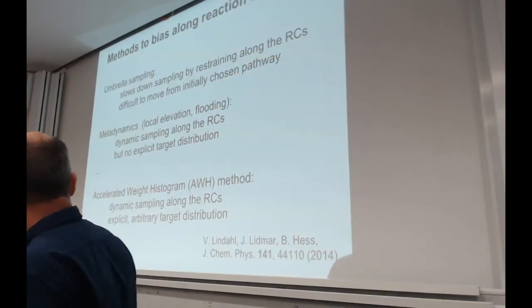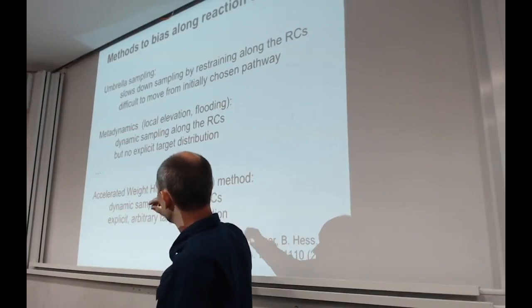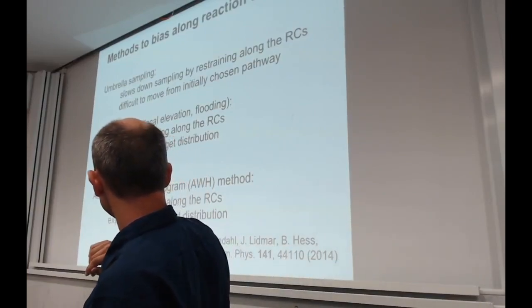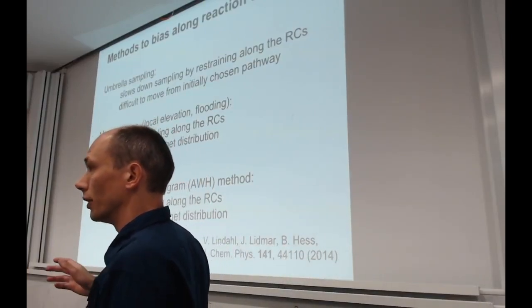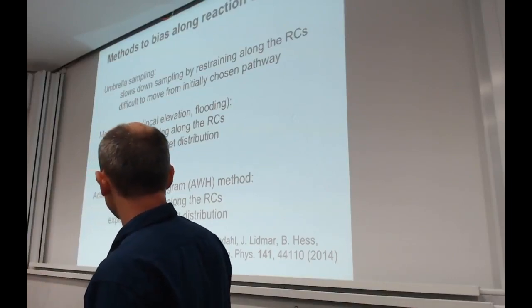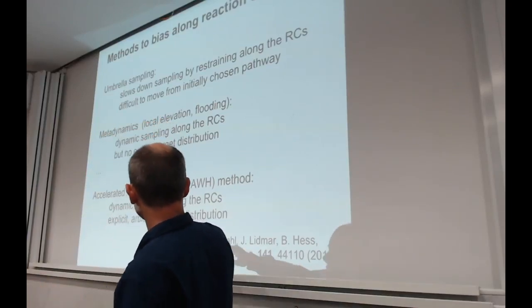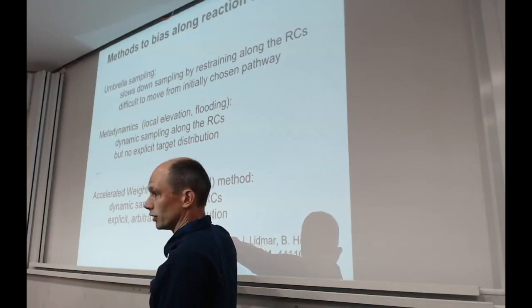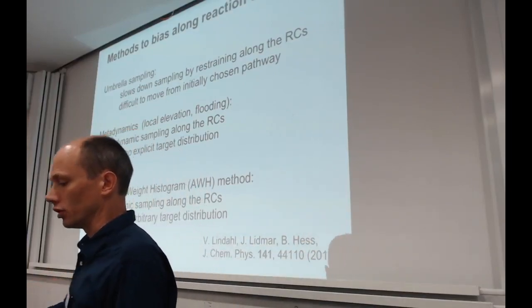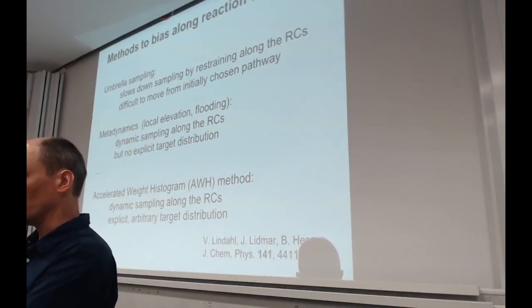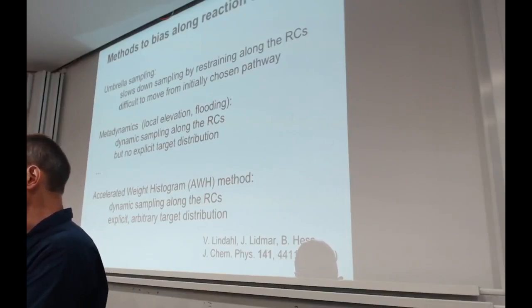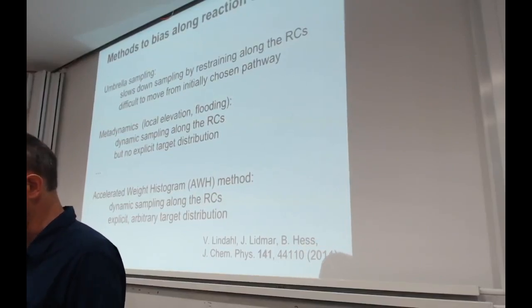What I'll shortly describe now is the method we've been working on, which is called the accelerated weight histogram method, which is a very general method. There's nothing spectacularly new there, but this adds the thing that you have an explicit target distribution in there. So this is nice. You have control. You can control what you want to get, but you can also check what you're getting, since if you're not sampling according to your target distribution, you have an issue.